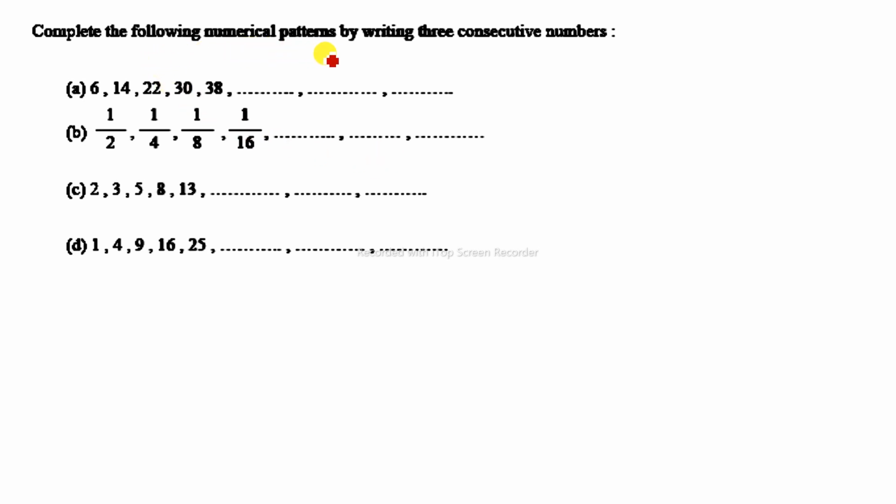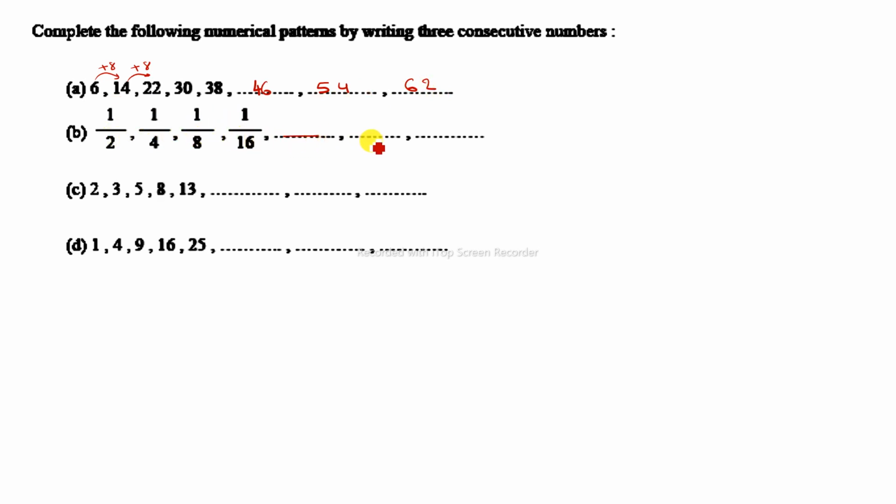Complete the following numerical pattern by writing 3 consecutive numbers. Here we have 6, 14, 22, 30, 38. It is clear that each time we are adding 8. So the pattern is adding 8 to the previous number. 38 plus 8 is equal to 46. 46 plus 8 is 54. 54 plus 8 is 62.